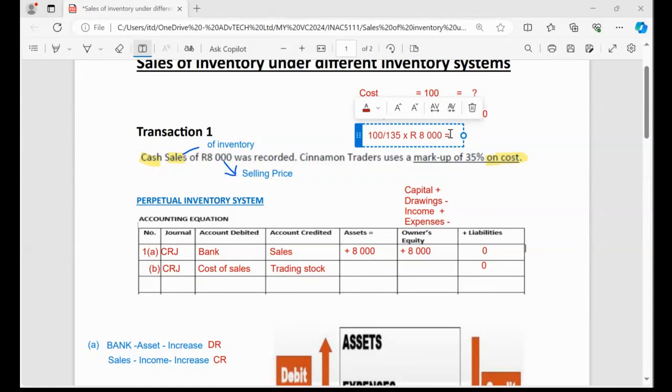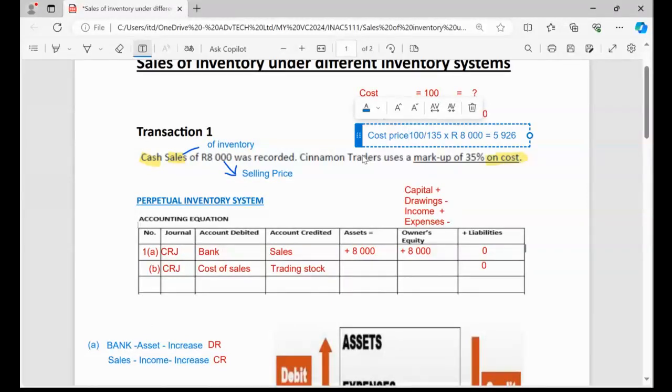So when I calculate, I get something like this, and then maybe I don't want cents. I'm just gonna convert and say 5926. I think you understand how to convert. I'm gonna say 6 instead of decimals, but the question will always tell you what to do. So this is the cost price, or the cost that I had to calculate.